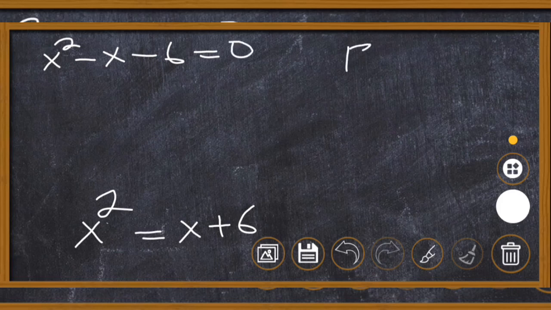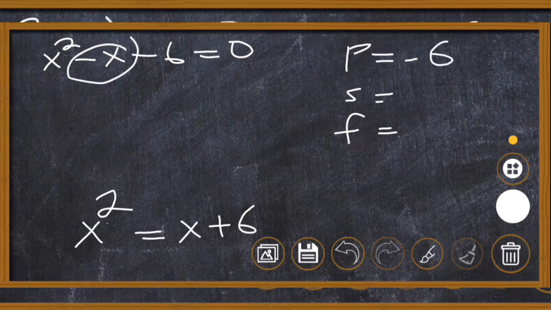So let's find the product, sum and the factors. Using the factorization method, you can find the values of x. You can use whatever method is applicable for you, but in this video we are going to use the factorization method. We know the product is the coefficient of x squared, which is 1 here, multiplied by the constant value, which is negative 6. So 1 multiplied by negative 6 is negative 6. And then for the sum, we only get the value of the x coefficient, which is negative 1.